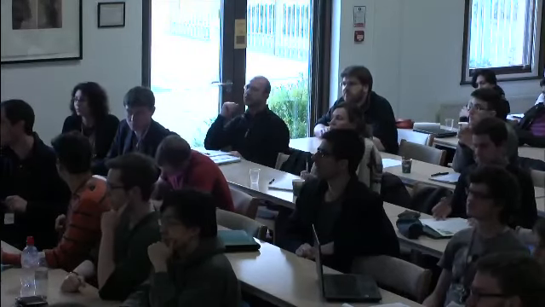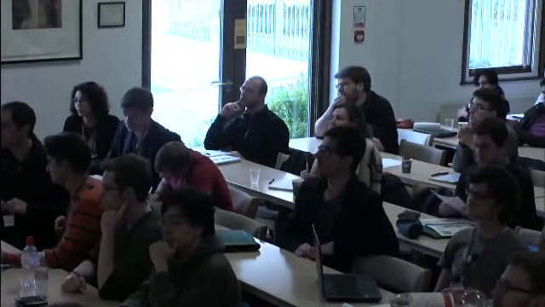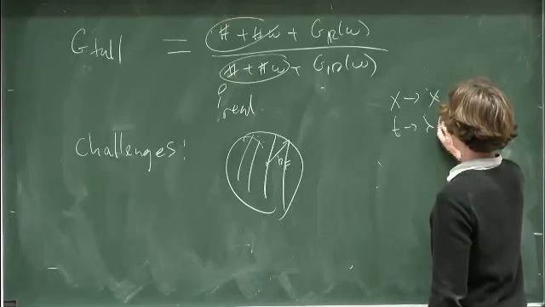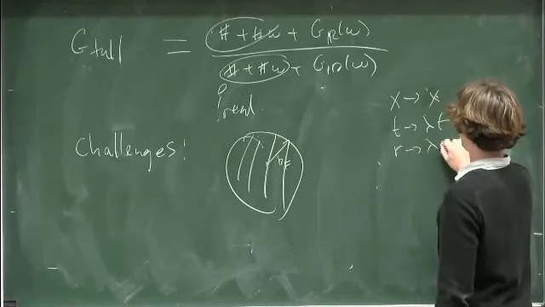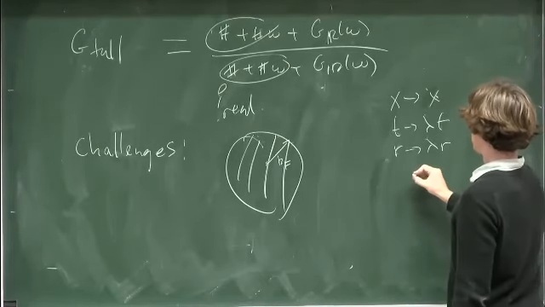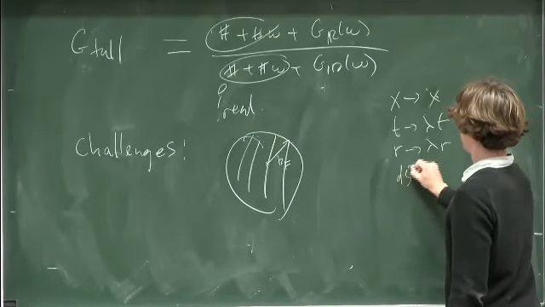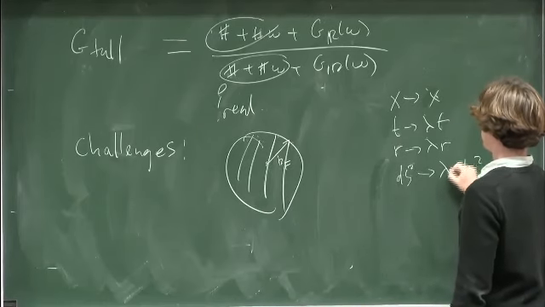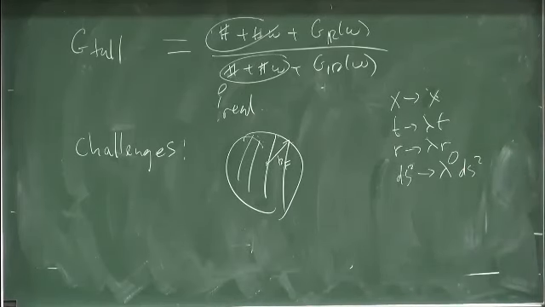So the metric scales: x goes to lambda x, t goes to lambda t, r goes to lambda t, and ds squared goes to lambda to some power. It depends on this eta, but I don't remember offhand. So you think of it that way, right? Okay, that's how you think of it.